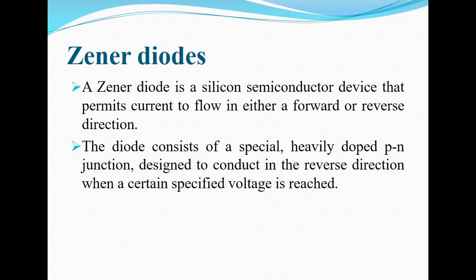So the Zener diode will allow current to pass in the reverse direction when a certain specified voltage is reached in the reverse direction.